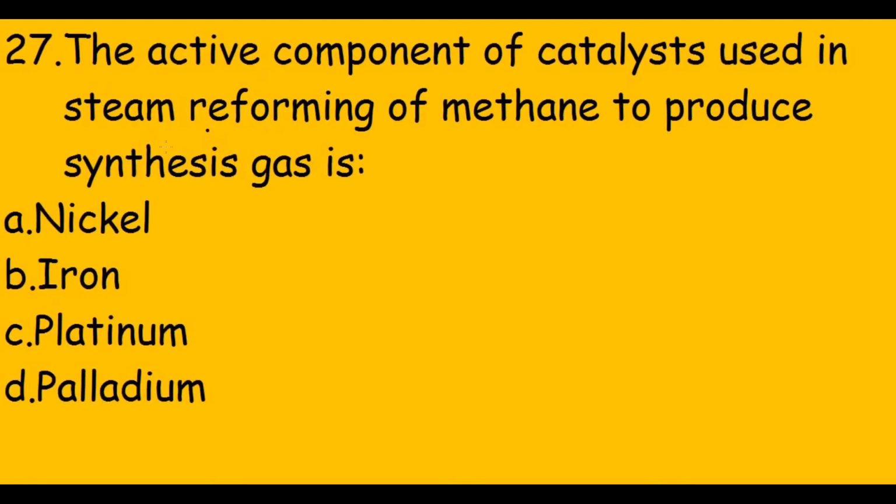So this is the 27th question. This was asked in GATE 2009. The active component of catalyst used in steam reforming of methane to produce synthesis gases. The answer is nickel. Nickel is the active component which is used in steam reforming of methane to produce synthesis gas.